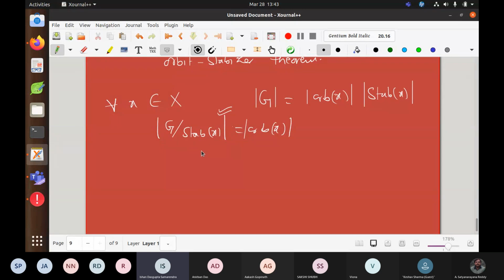All of it will become a statement about cardinalities. So cardinality of the disjoint union is actually defined to be the sum of the cardinalities. So you'll just get into cardinal arithmetic.